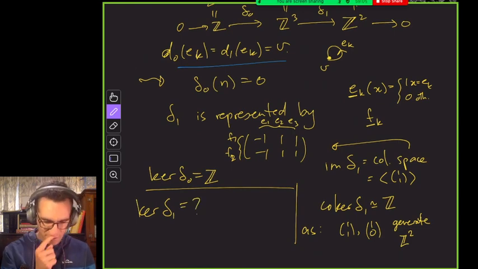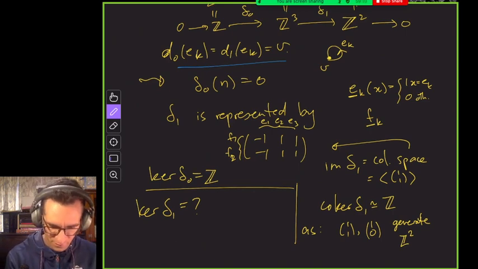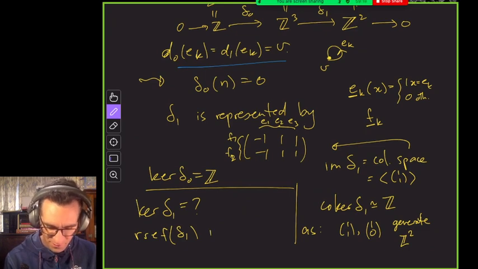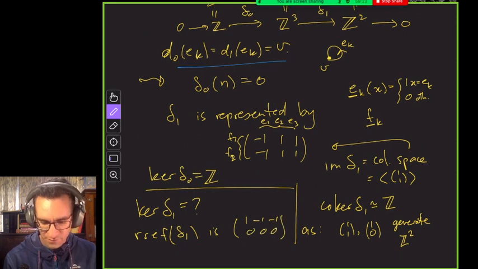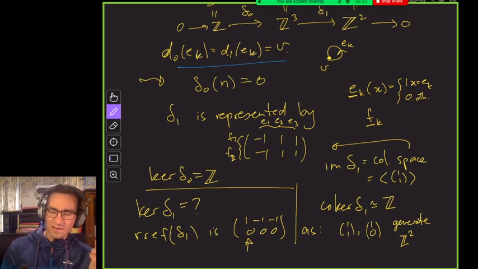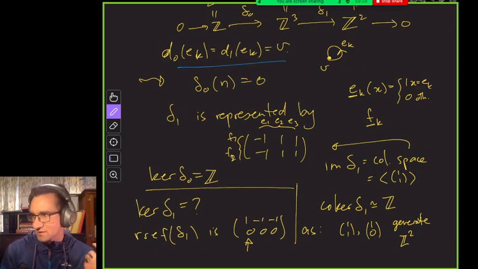We could row reduce this matrix. The reduced row echelon form of, say, delta 1, abusing notation somewhat, is 1 minus 1 minus 1. And so we have a pivot and two free variables. If we're working over R, we'd say the kernel is isomorphic to R^2.